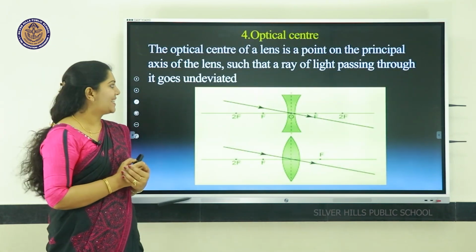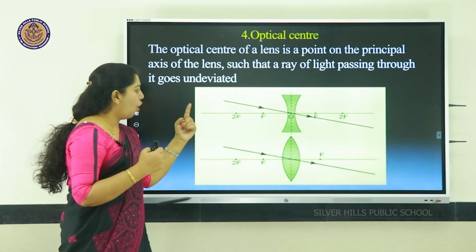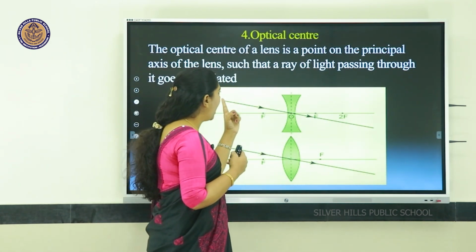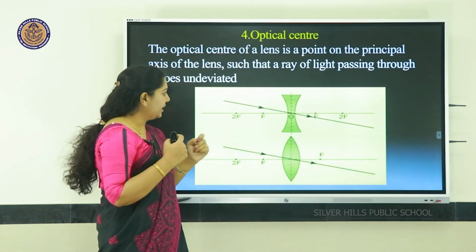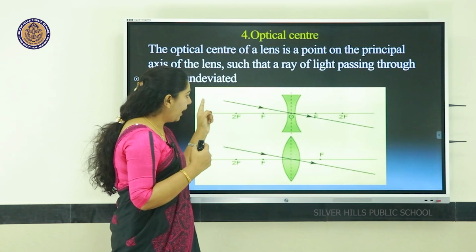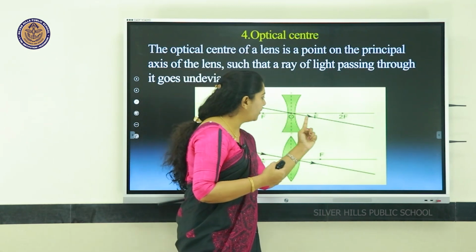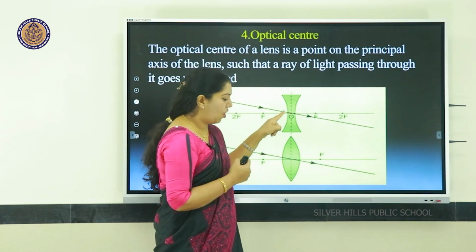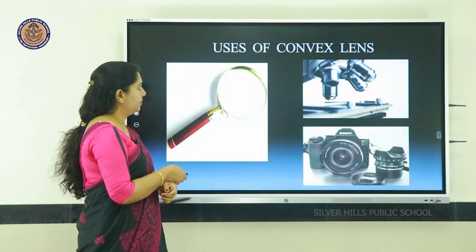Fourth one, optical center. Optical center of a lens is a point on the principal axis such that a ray of light passing through it goes undeviated. You can see that for the case of concave lens and for convex lens, any ray passing through optic center refracts without any deviation. So, this point is called optic center of the concave and convex lens.